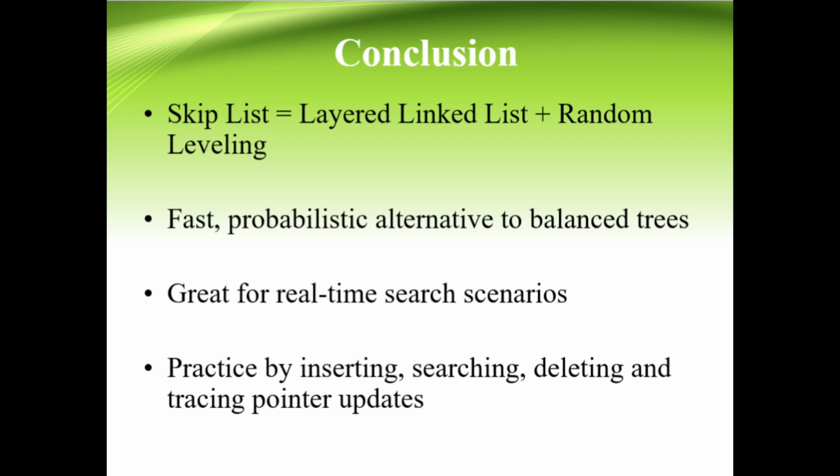In the next slide, to wrap up, let's summarize the skip list. It is basically a layered linked list with random leveling, instead of scanning every element like a normal list. We maintain multiple layers that let us skip over elements, making searches, insertions and deletions faster. It is a fast and probabilistic alternative to balancing a tree, and you don't need complex rotations or balancing, but you still get near logarithmic performance most of the time. Skip lists are very useful in real-time search scenarios such as in-memory indexes or online systems where speed matters.